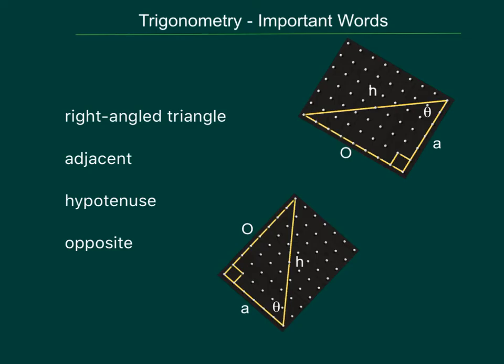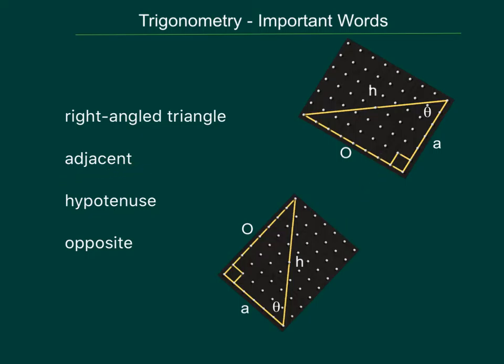Here are some important words for trigonometry. First of all, a right angle triangle. A triangle has three sides, like these two. A right angle triangle must have a right angle in one corner of 90 degrees. These are two 90-degree angles, so both of these triangles are right angle.